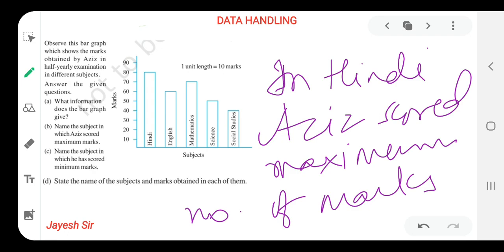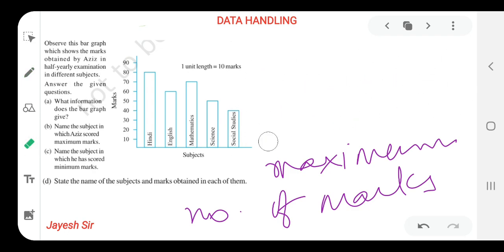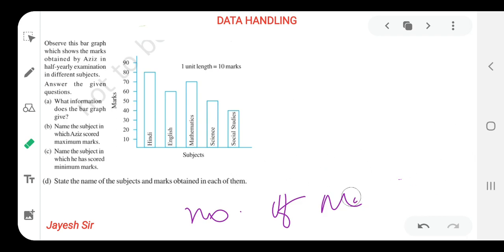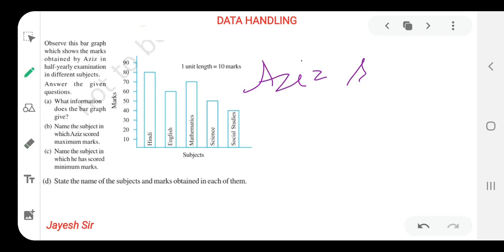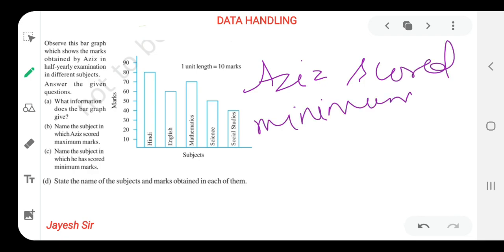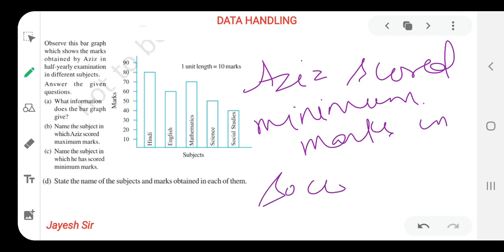So let us begin with the third sum based on this paragraph. What is the third sum? Name the subject in which he scored minimum marks. In which subject did he score minimum marks? Aziz scored minimum marks in social studies. Yes friends, I hope you all might be clear with that.